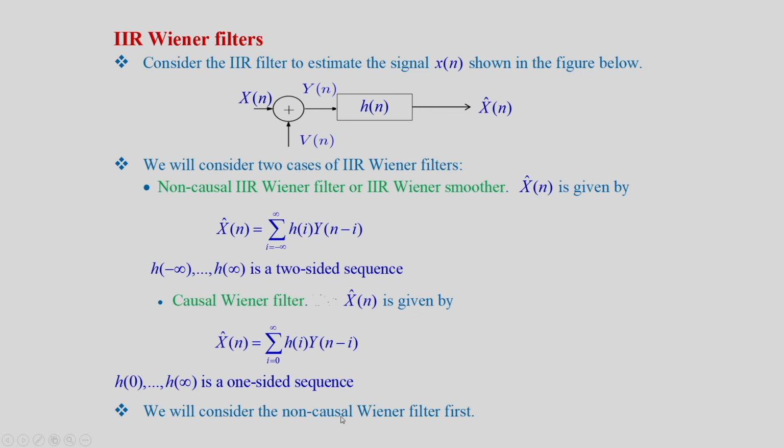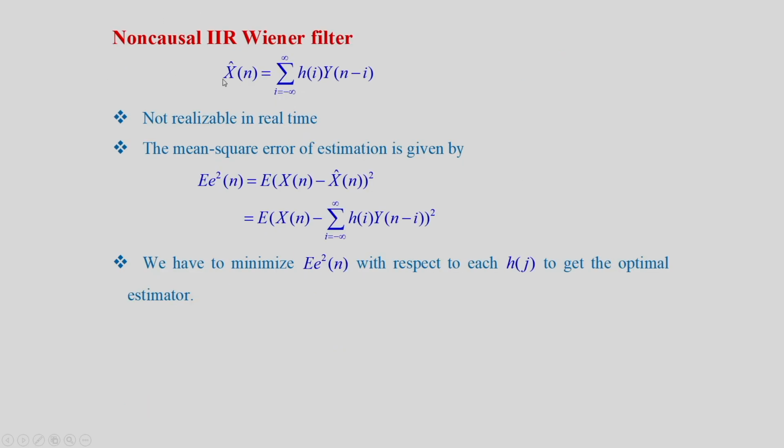We will consider the non-causal Wiener filter first. Now, in this case, as I have told, x hat at n is given by summation h_i into y(n minus i), going from minus infinity to plus infinity. This filter is not realizable in real time because the filtering involves future data. Here there will be data corresponding to y(n plus 1), y(n plus 2), etc. Therefore, this filter is not realizable in real time.